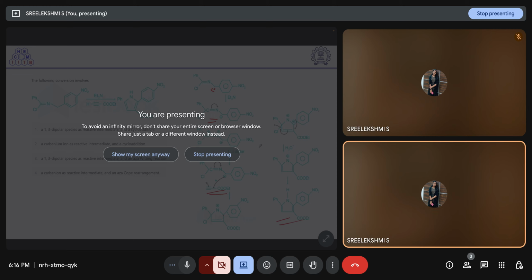So here this 1,3 dipolar species is the reactive intermediate and a cycloaddition reaction is happening. So the correct answer is option 1.